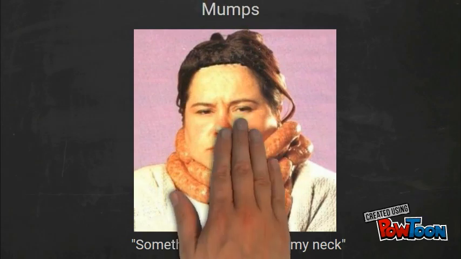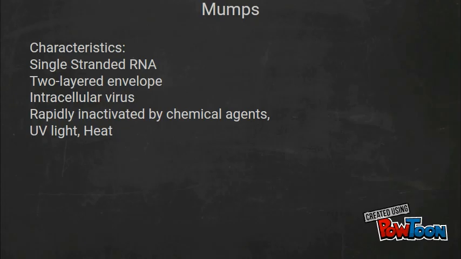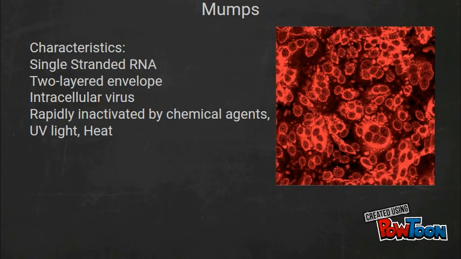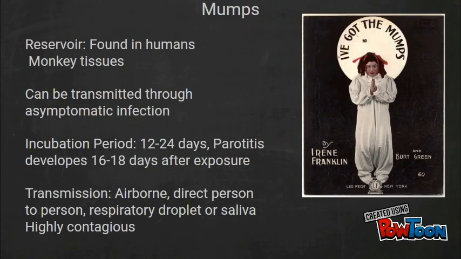Mumps, or epidemic parotitis, the second in MMR, is a single-stranded RNA virus with a 2-layered envelope. It is an intracellular virus that can be rapidly deactivated with chemicals or UV light. Humans are the main reservoir for mumps. The incubation period for mumps is 12 to 26 days, with parotitis appearing at 16 to 18 days. Mumps is transmitted from person to person via droplets.